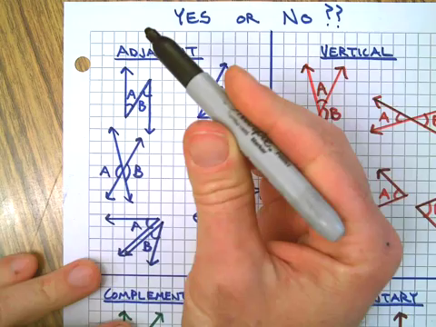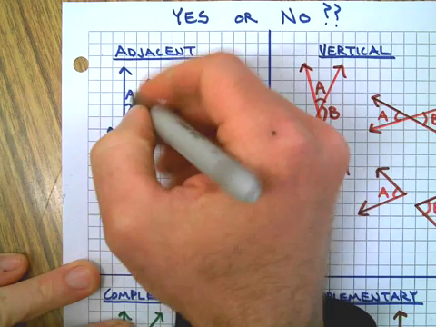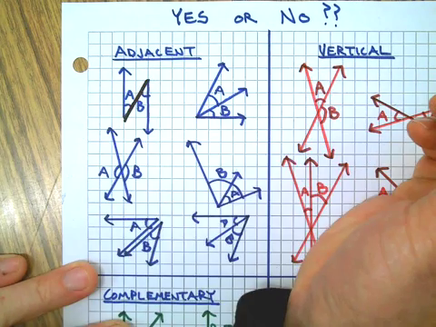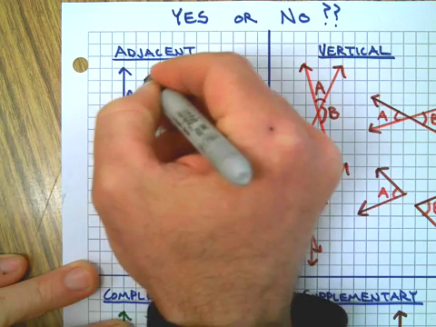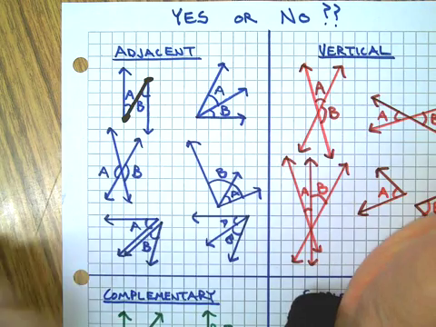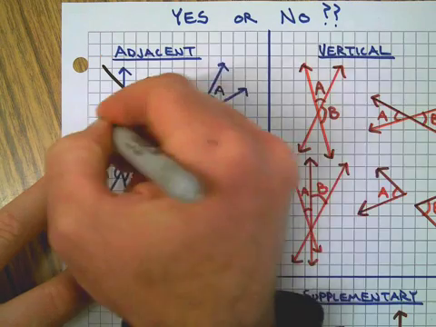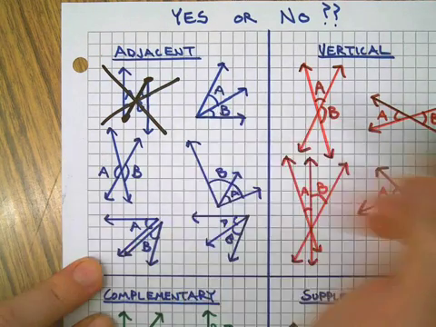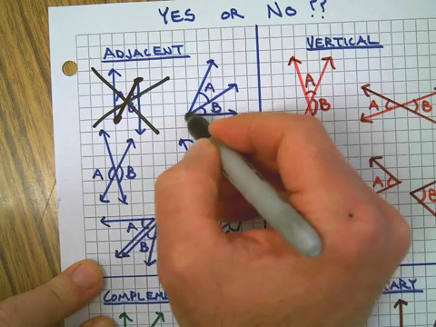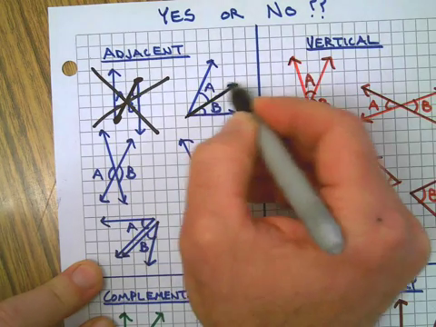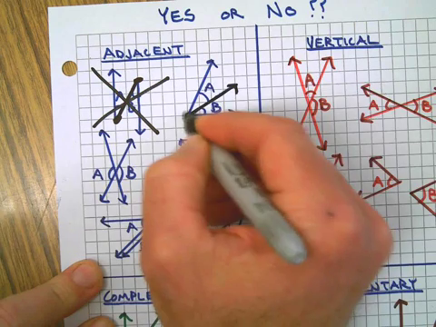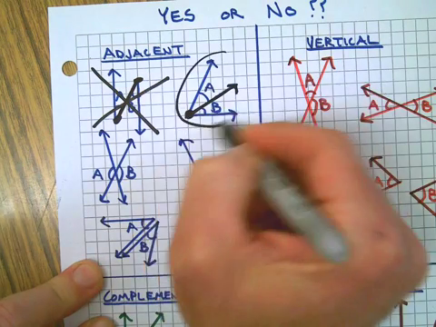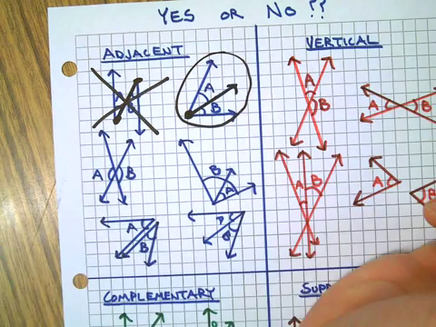Got my black pen here. We're ready to go. They share a common side right there, but here's a vertex and here's a vertex. They do not have a common vertex, so that is no. How about this one? Angle A and angle B. They share a common side. Very nice. They have a common vertex. They don't overlap. That's a yes.